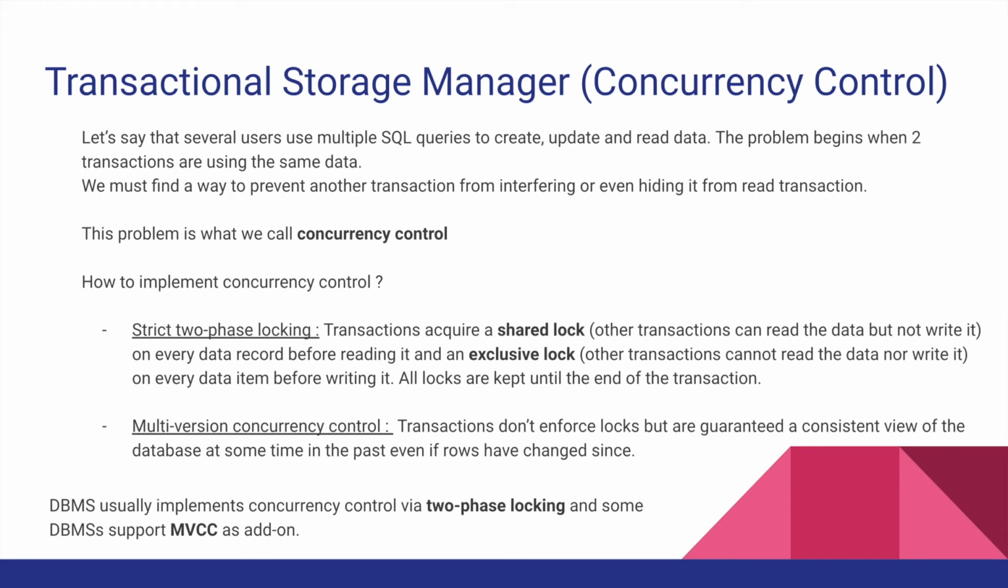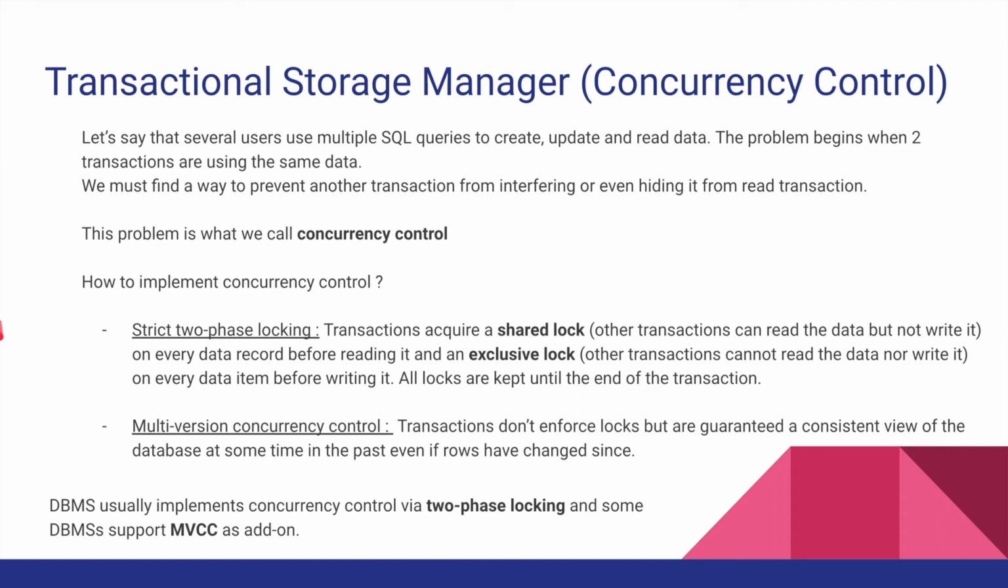Let's say that several users are running multiple SQL queries to create, update, and read data. The problem begins when two transactions are using the same data. Indeed, if a transaction is modifying data, we must find a way to prevent another transaction from interfering. Otherwise, it breaks the isolation property of the ACID transaction, for instance. And this problem is what we call concurrency control. So how to implement concurrency control? There are several ways to do it. I listed the two main ones down there.